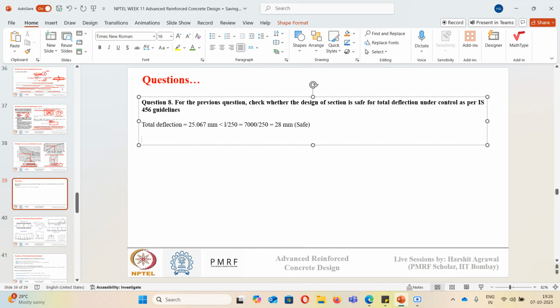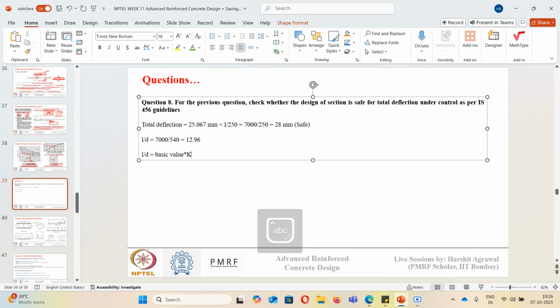Now if we check in terms of L by D provided, L by D that we have provided is equal to 7,000 upon 540, which is 12.96. And from the IS code, what is the L by D limit that we have? So L by D limit is nothing but basic value times modification factor K. Since we have a simply supported beam, my basic value will be equal to 20. Now my span is 7 meter, which is less than 10 meters, so Ks factor will be 1.